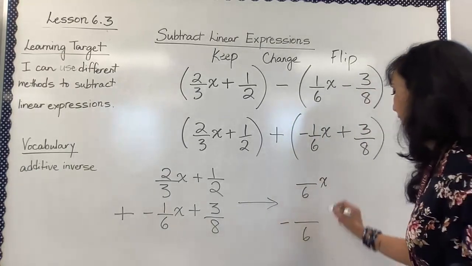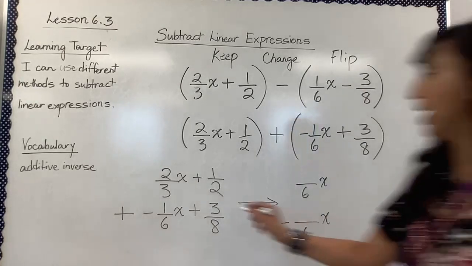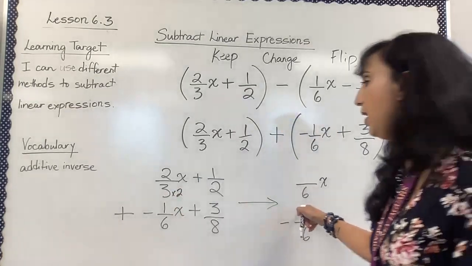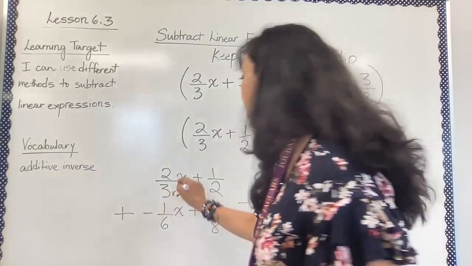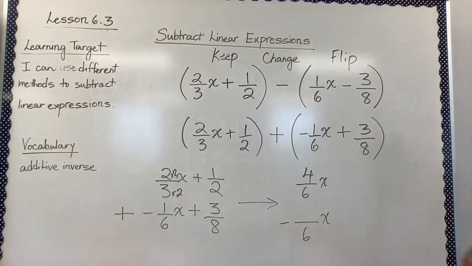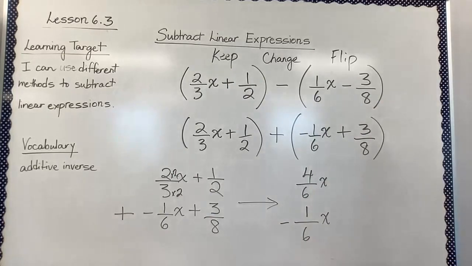And this is x and x. So we look at 3 times what gives me 6? 2. Whatever I do to the denominator, I do the same thing to the numerator. And 2 times 2 gives me 4/6 x. The bottom one is already in the format of negative 1/6.